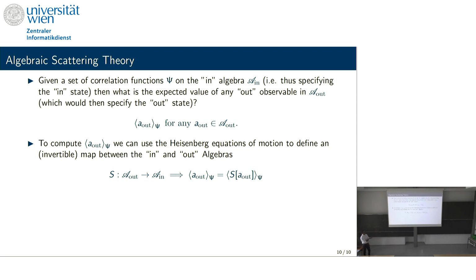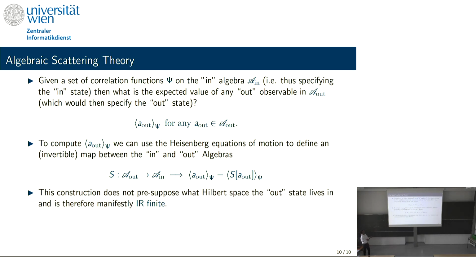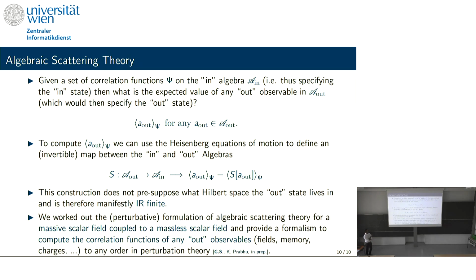In this manner, you can completely formulate scattering theory in a manner that is manifestly IR-finite. In this whole framework of defining an in state as a list of correlation functions, and then evolving those correlation functions, one does not need to presuppose what the out Hilbert space is, or anything of that sort, and therefore it is manifestly IR-finite. And that's the game. You should formulate scattering theory without ever presupposing what the out Hilbert space is, and such a construction would be manifestly IR-finite.